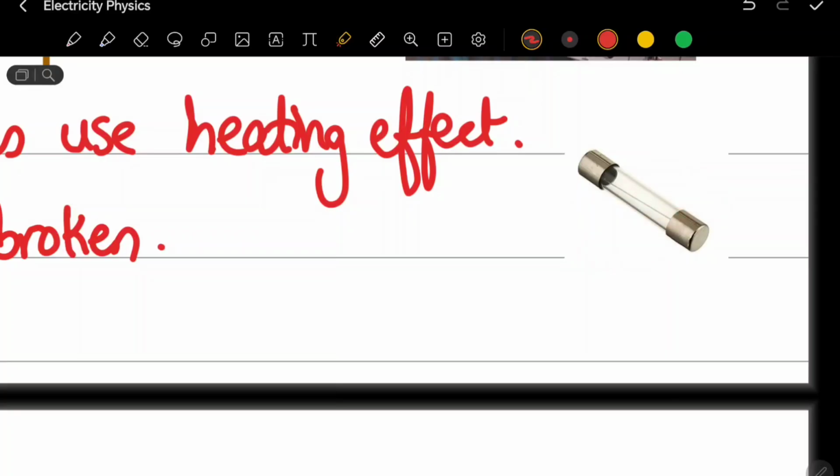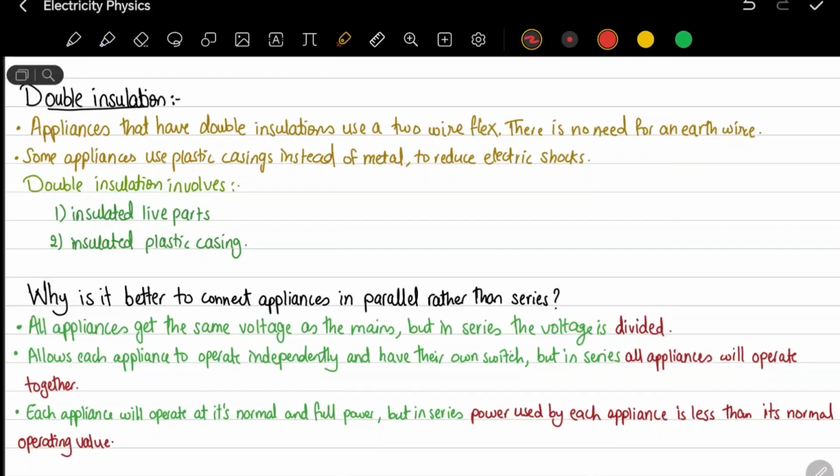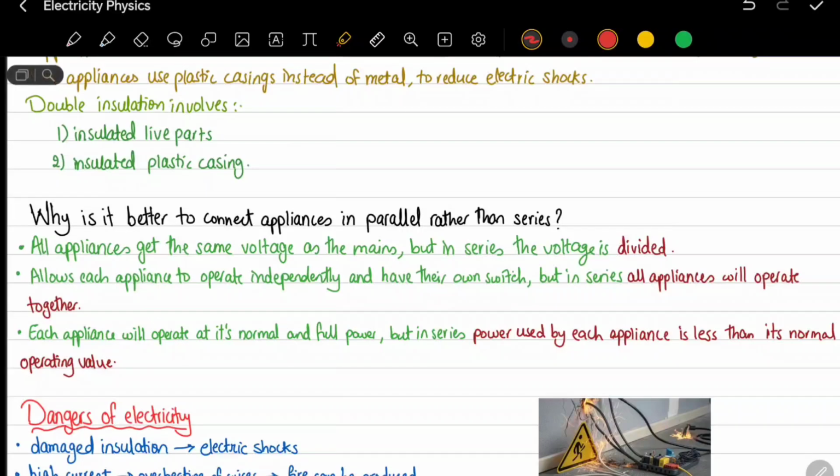Now moving on to double insulation. We have appliances that have double insulation. We use a 2-wire flex, and there is no need for an earth wire. Some appliances also use plastic casings instead of metal to reduce electric shocks. Double insulation involves insulated live parts and an insulated plastic casing.